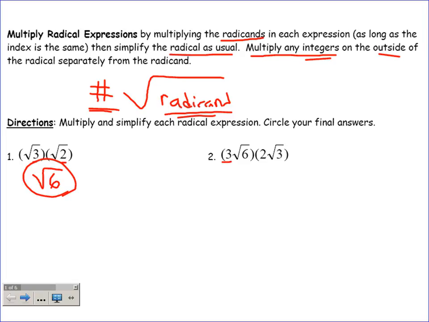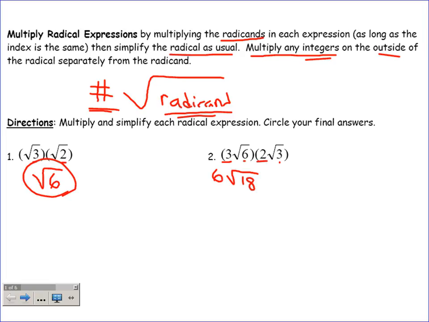Look at this. Now we have a number on the outside, number on the outside. We multiply those together, so 3 times 2 is 6. And then number on the inside, 6 times 3 gives you 18. Okay? It's all right. Now, are we done? No.